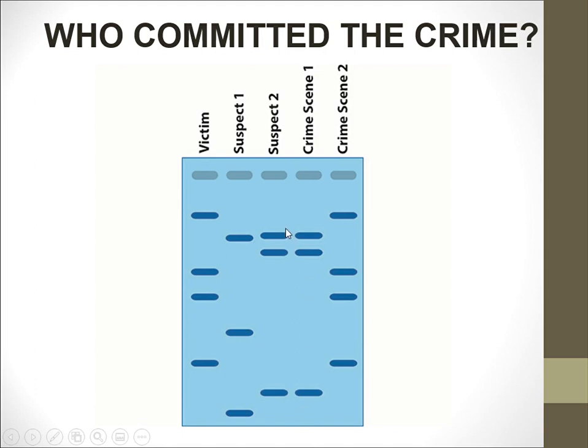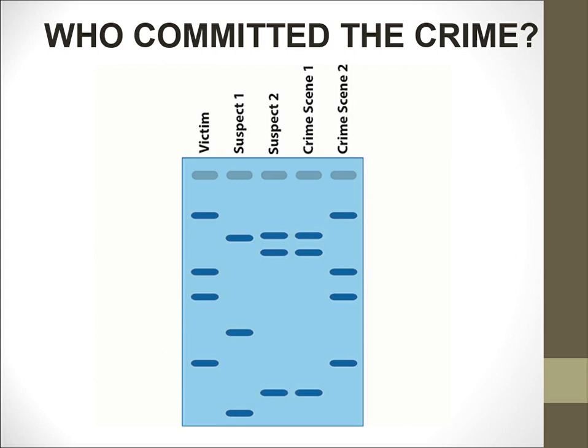Crime scene 1, look at suspect 2. These two bands match, even though this and this are side by side. This band matches, and this band matches. Suspect 1 maybe matches here, but doesn't match this one, and doesn't match this one. Therefore, all of suspect 2's DNA matches crime scene 1. So remember, in a who committed the crime question, it is 100% matches that you are wanting.